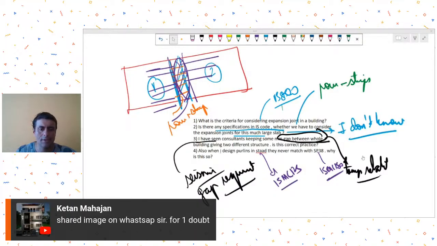Okay. Mr. Ketan is saying he has shared an image on WhatsApp for the first doubt. Let me check.